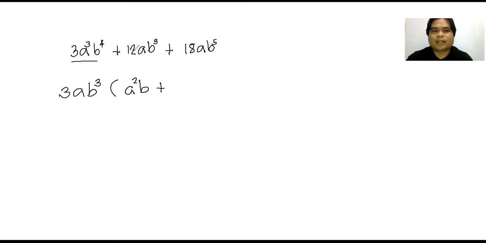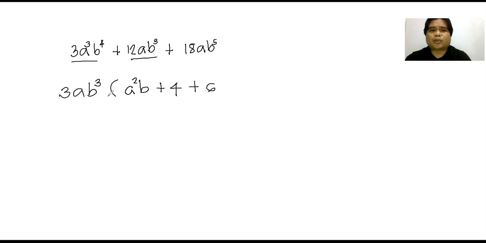Plus, how about the second term? For the second term, from 12, you took out 3, all you have left is 4. From a, you took out a, so you don't have to write a anymore. How about with b? B cubed, you took out b cubed, again, you don't have to write b. All you have left for the second term is just 4. For the third term, you will have 18ab to the power of 5. From 18, you took out 3, all you have left is 6. Right?